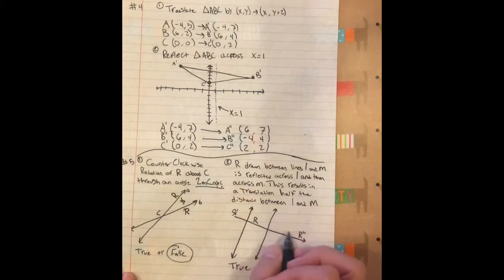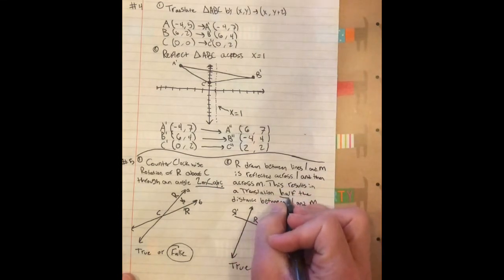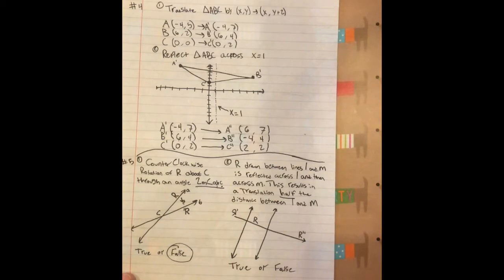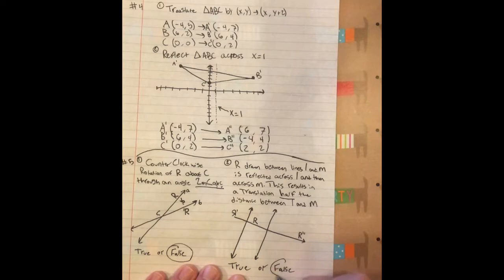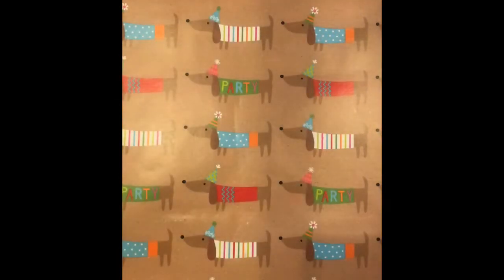Now, is this distance half of this distance? No, that's where the false statement is, right here. It's not supposed to be half, it's supposed to be twice. So this is also false. All right, moving on to number 6.